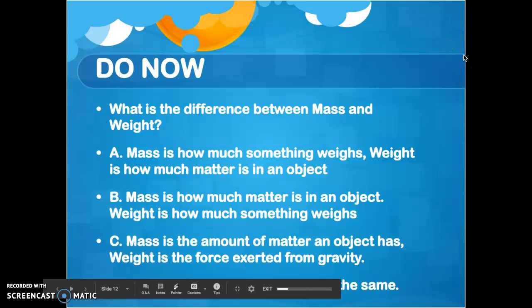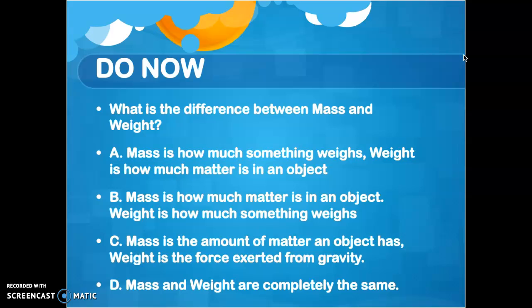Good morning, guys. Start off by pausing this video and thinking about this question. So the correct answer here is C. Mass is the amount of matter an object has, and weight is the force exerted from gravity. That's just definitions from yesterday.